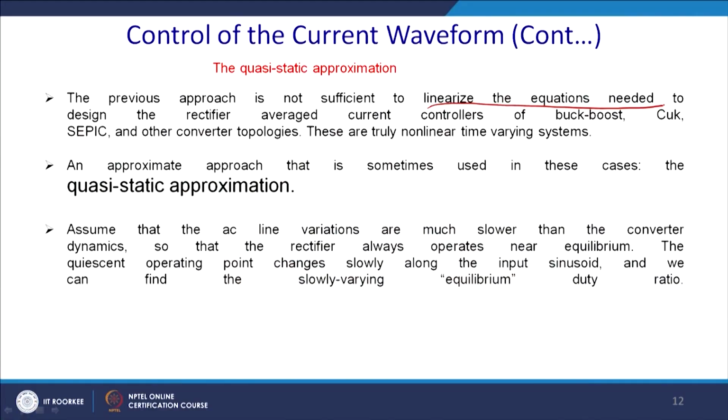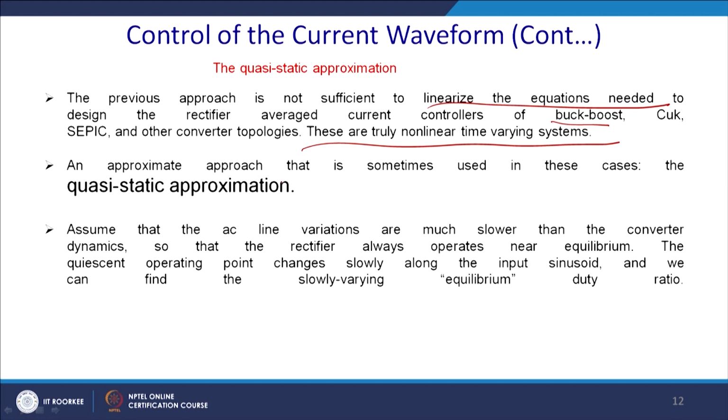The previous approach is not sufficient to linearize, that is what I am telling. To linearize the equation, to design the rectifier average current control of buck-boost, choke, SEPIC and other converter topologies, these are truly non-linear time-varying systems. So, we will come to that later.